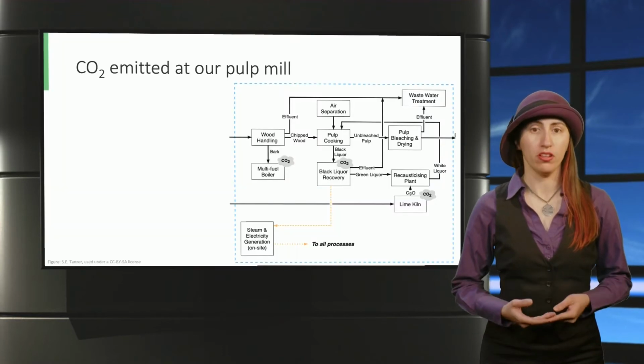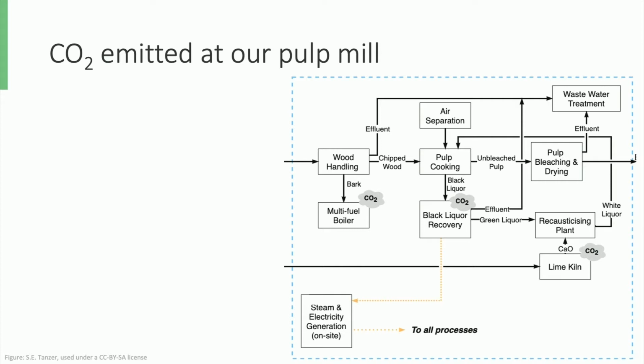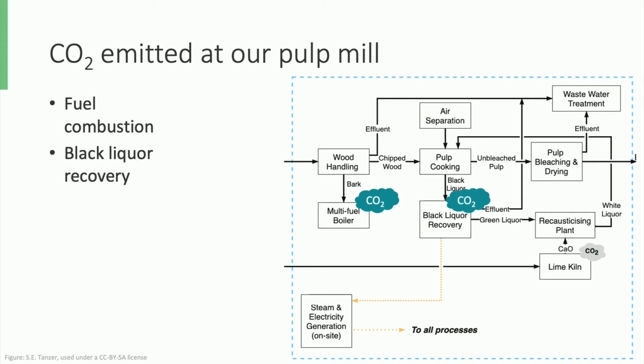In our pulp mill, carbon dioxide is produced in the multi-fuel boiler, which combusts biogenic waste of the pulp-making process, the black liquor boiler, which recovers both chemical and energy from the pulp and cooking residues, and at the lime kiln, which is also part of the chemical recovery process.